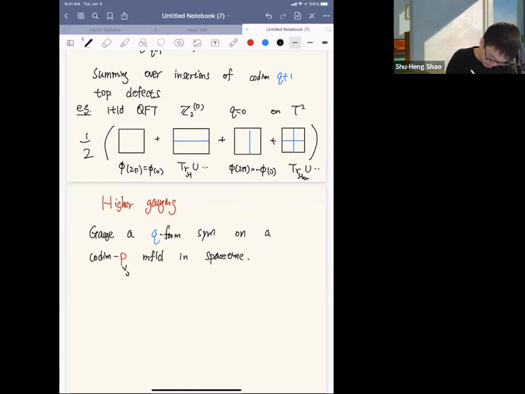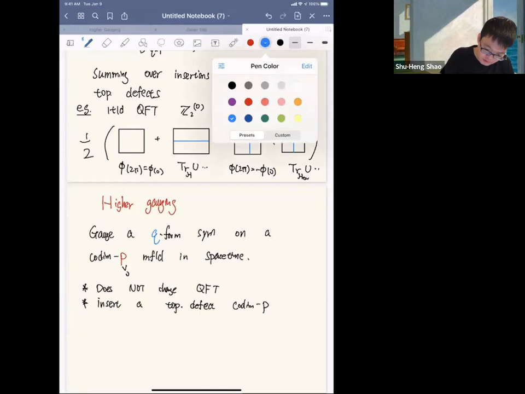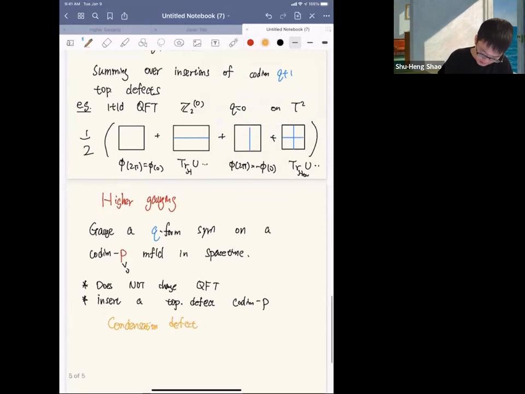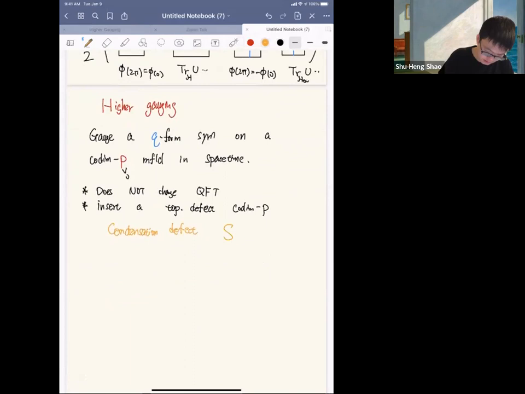Let me write it down. It does not change the bulk QFT, but it inserts a topological defect of codimension P in space-time. This defect will be called a condensation defect. I'm not going to justify the name unless someone is interested in why, but this is a terminology that has been used in the literature. So I'll just follow that.